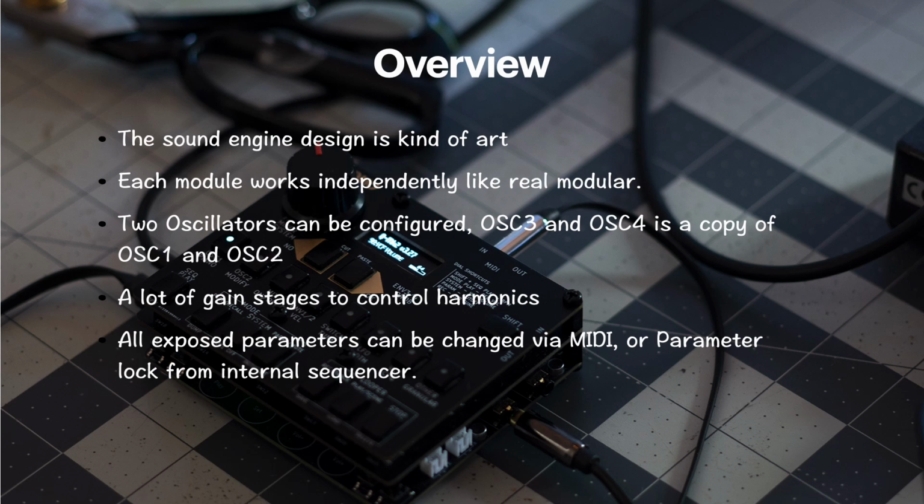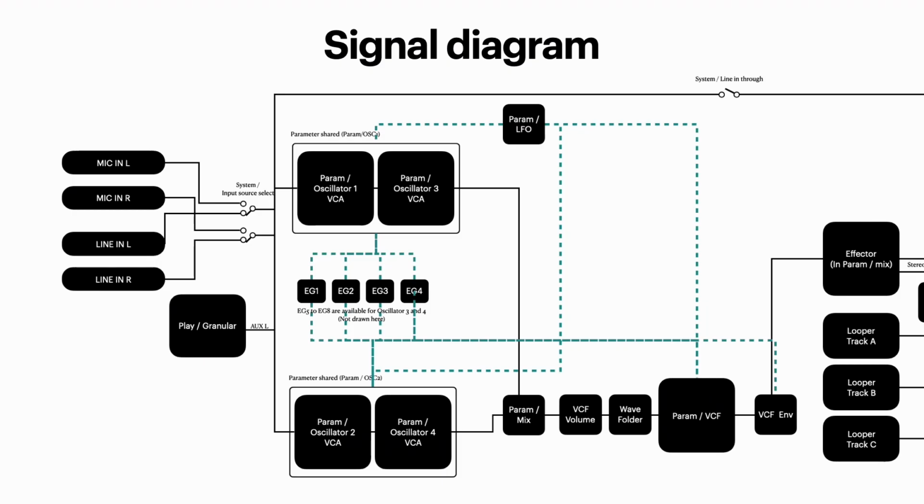One unique thing about the sound engine is a lot of gain stages to control harmonics. Two stages of envelope generators, and also it has a Wavefolder, so you have plenty of control over gain stages. And all exposed parameters can be changed via MIDI. And this is a signal diagram of the synthesizer.